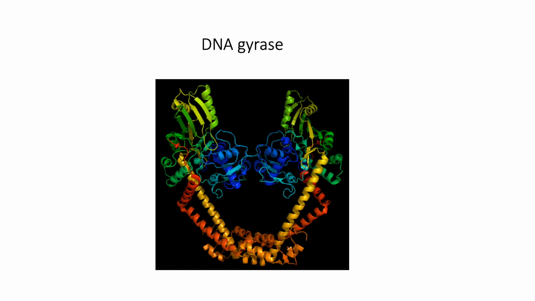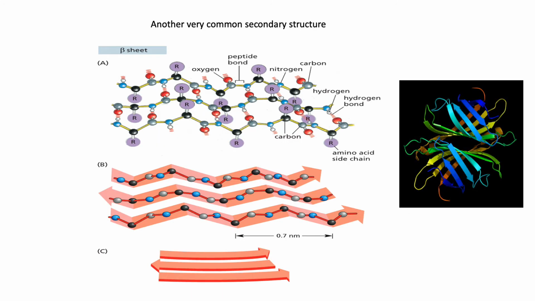The other very common structure Linus Pauling also discovered, and that's the beta sheet. And that's what's shown here. Again, I showed you something like this last time in my drawings, but these things are stabilized by the peptide bonds, and you can see that in the drawing on top.